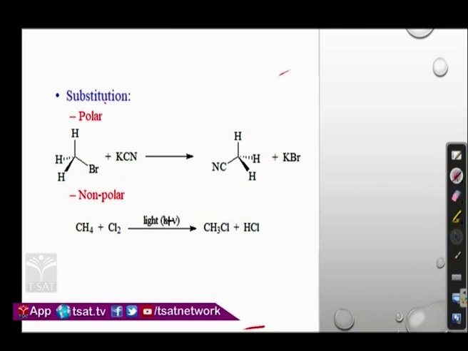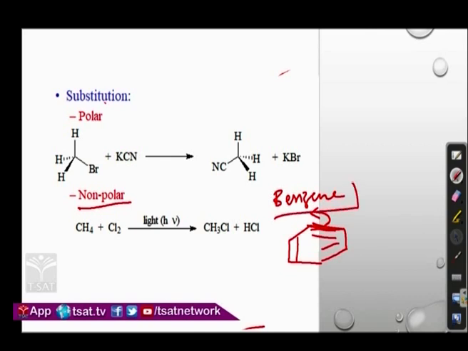non-polar. Let's say we have taken a non-polar solvent like benzene. If you consider benzene, there are six carbon atoms and each bond is similar to the other, so there is no difference between the bonding patterns. There is no movement of the bond pair of electrons towards one side. There is no electronegativity difference, so bond breaking will not happen in a heterolytic way. In that case, it is going to happen in a homolytic fashion.